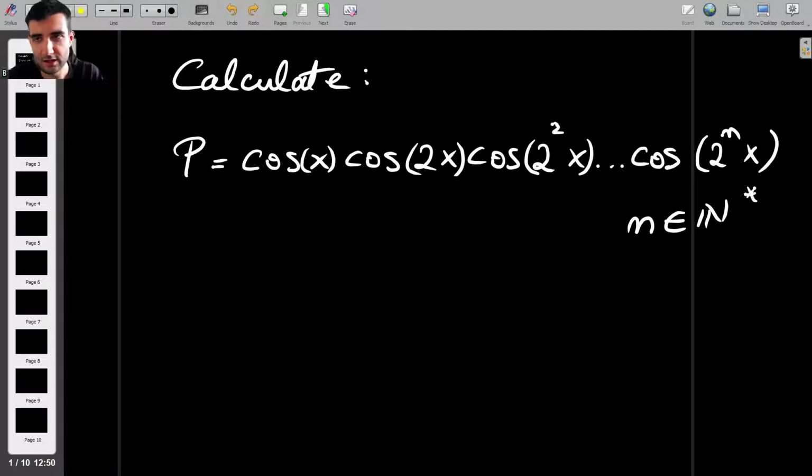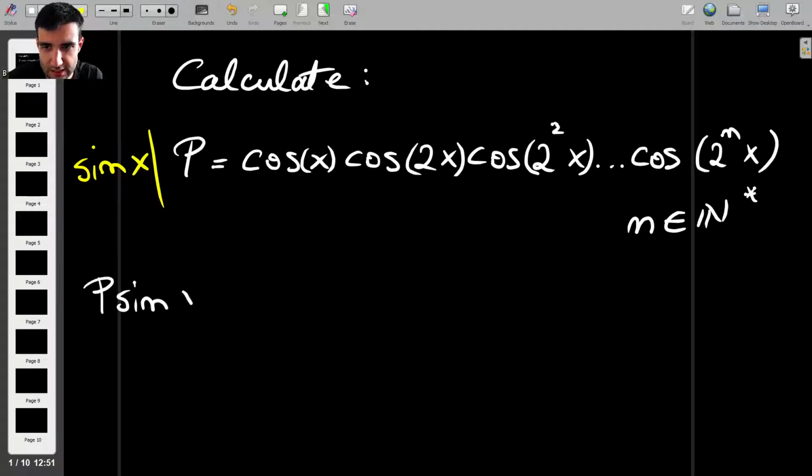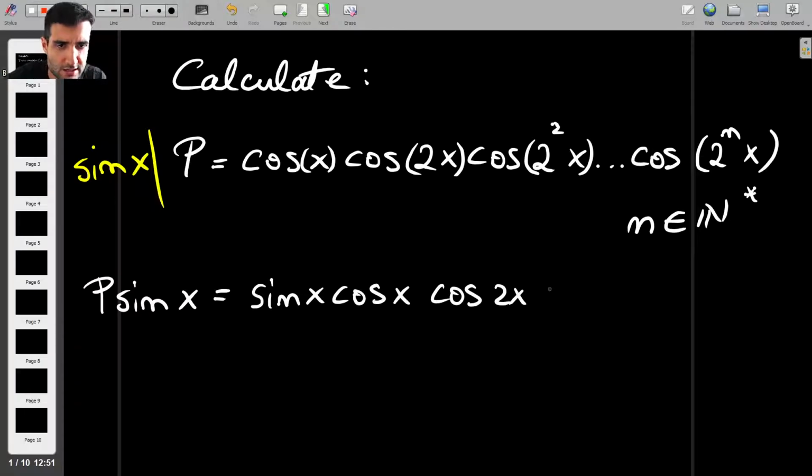And the trick here, which is not too obvious, is to multiply everything by sine x. That's it. So if we multiply both sides by sine x, this is what we get. So we get p times sine x is equal to sine x cosine x, and then we have the rest of it. So we have cosine of 2x. I'm not going to write the brackets anymore, but you get the idea. So this is cosine of 4x, and the last one is cosine of 2 to the nx.